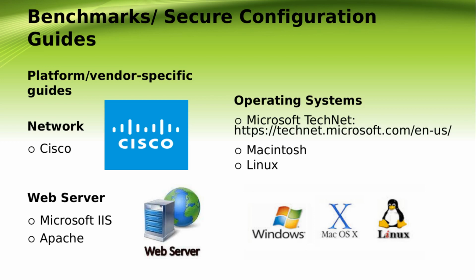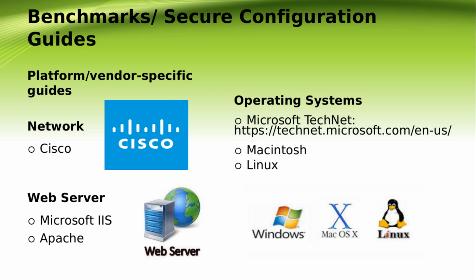So network infrastructure device: benchmark and security configuration guides can focus on specific network infrastructure devices such as firewalls, switches, routers, wireless access points, VPN concentrators, web security gateways, virtual machines, hypervisors, or proxies. Web server guides can focus on specific web server products such as Microsoft Internet Information Services or Apache's web server.